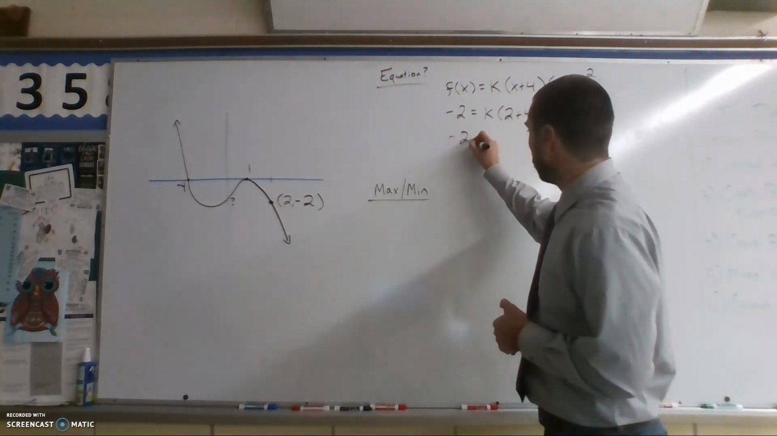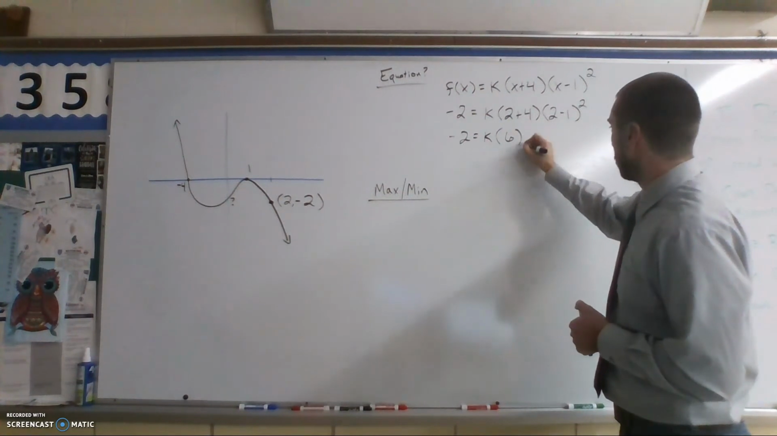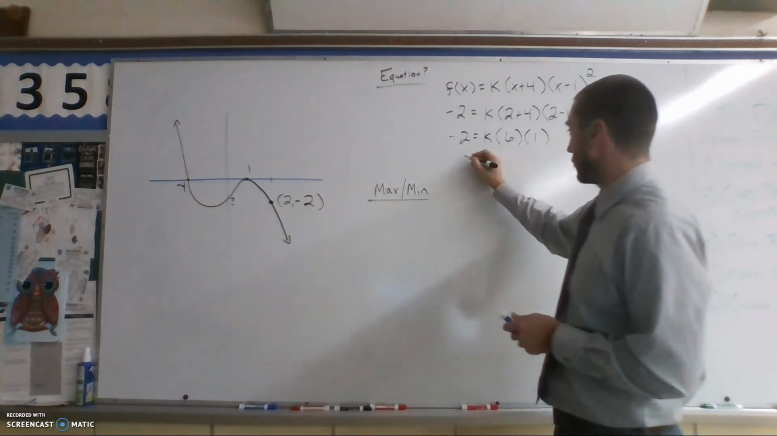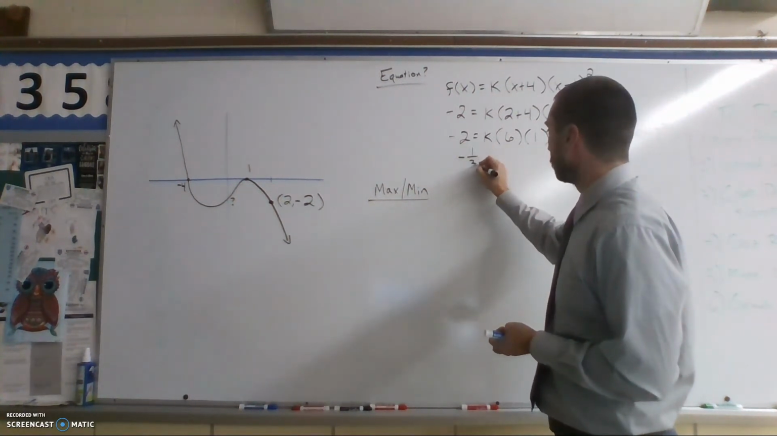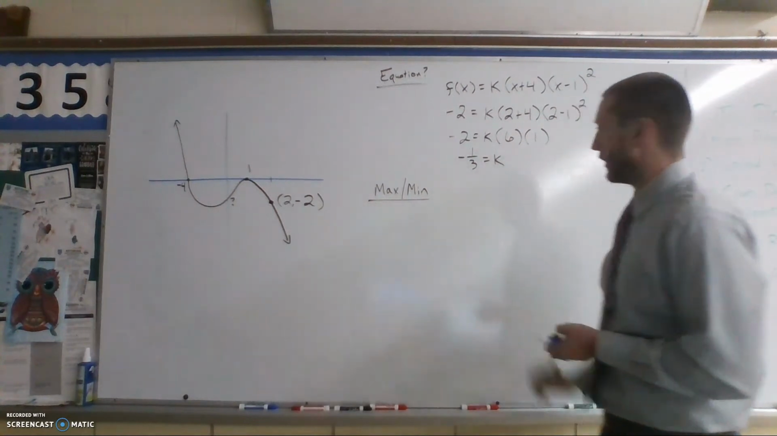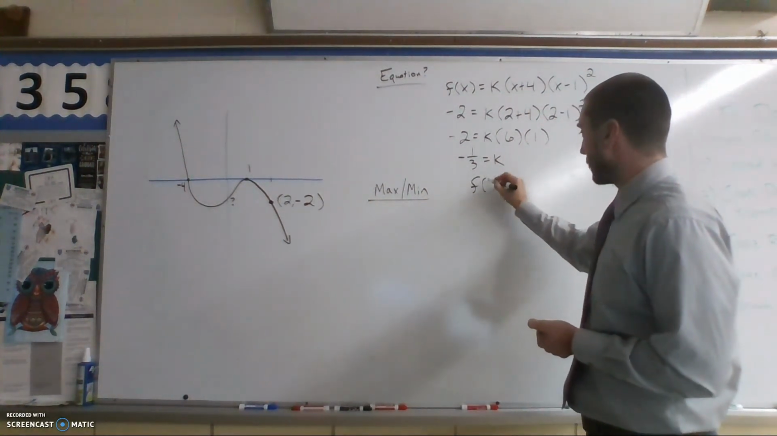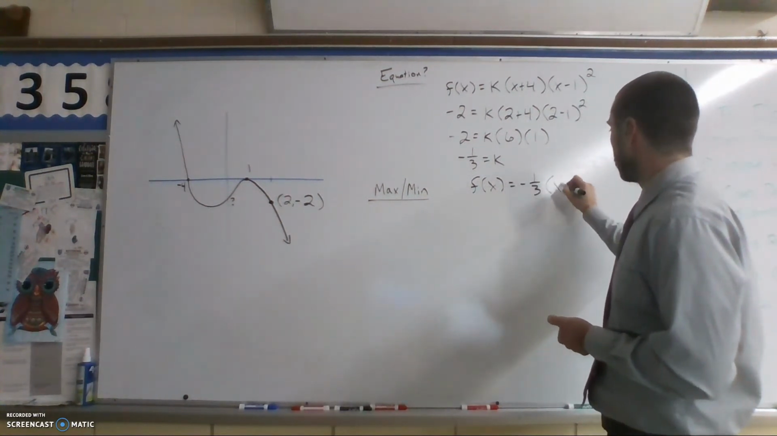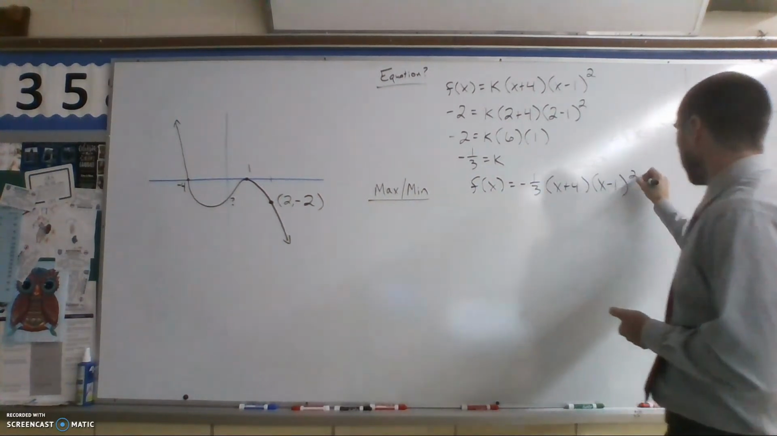So -2 equals k times (2 plus 4, which is 6), times (2 minus 1, which is 1), and 1 squared is still 1. Divide both sides by 6. So -2 divided by 6, I think that's -1/3. So k equals -1/3. That means my equation is f of x equals -1/3 times (x plus 4) times (x minus 1) squared.